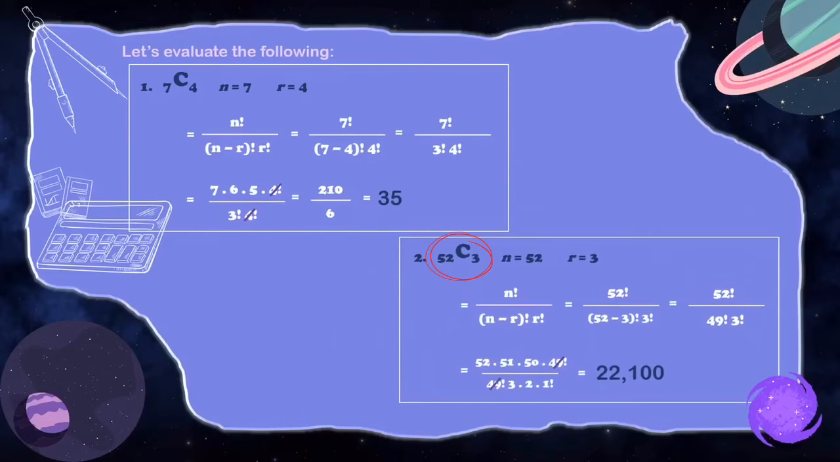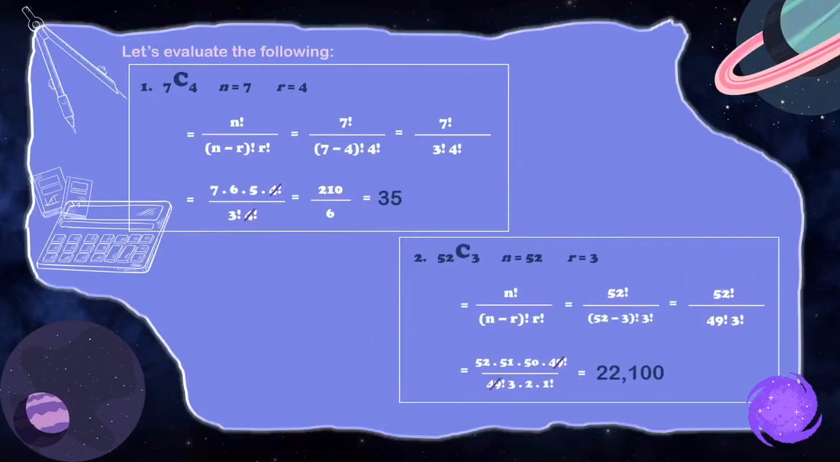The combination of 52 taken 3 at a time. So let's first identify the values of n and r. We can see that 52 is bigger than 3, so our n is 52 and our r is 3. So 52 factorial over the quantity of 52 minus 3 factorial times 3 factorial is equal to 52 factorial over 49 factorial times 3 factorial.